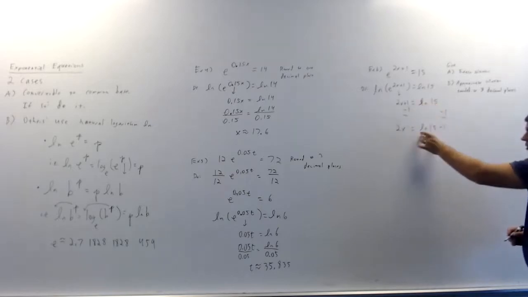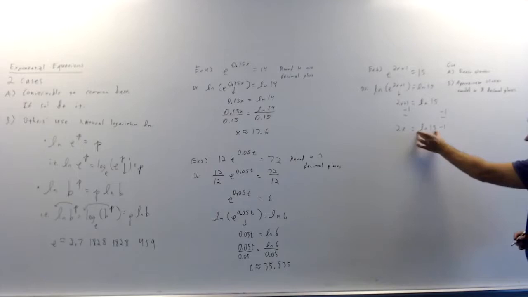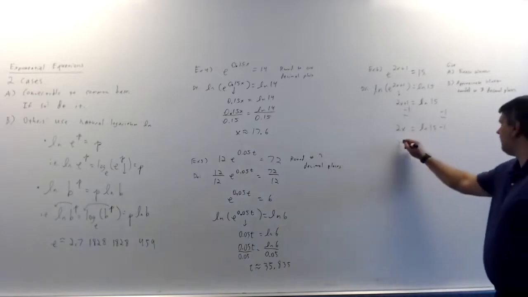Do not combine that into the natural log of 14. That's irrational. That is rational. They do not combine. Think of this as a pair. They stay together. Divide off the 2.